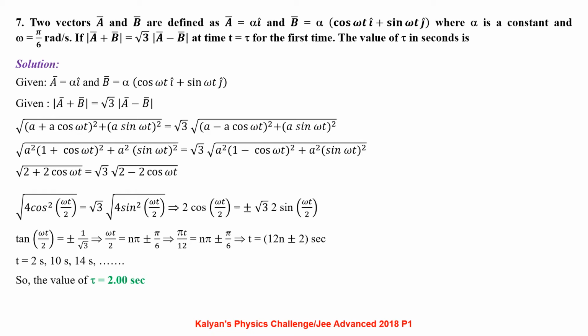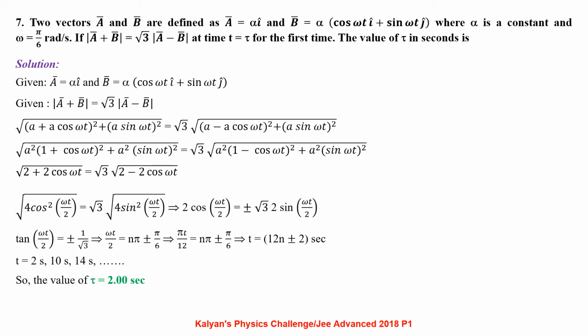If modulus of A bar plus B bar equals root 3 times modulus of A bar minus B bar at t equal to tau for the first time, the value of tau in seconds is? Given A bar equal to alpha i and B bar equal to alpha of (cos omega t i plus sin omega t j), and also given that modulus of A bar plus B bar equals root 3 times modulus of A bar minus B bar. So root of (A plus A cos omega t) whole square plus (A sin omega t) whole square equals root 3 times root of (A minus A cos omega t) whole square plus (A sin omega t) whole square.